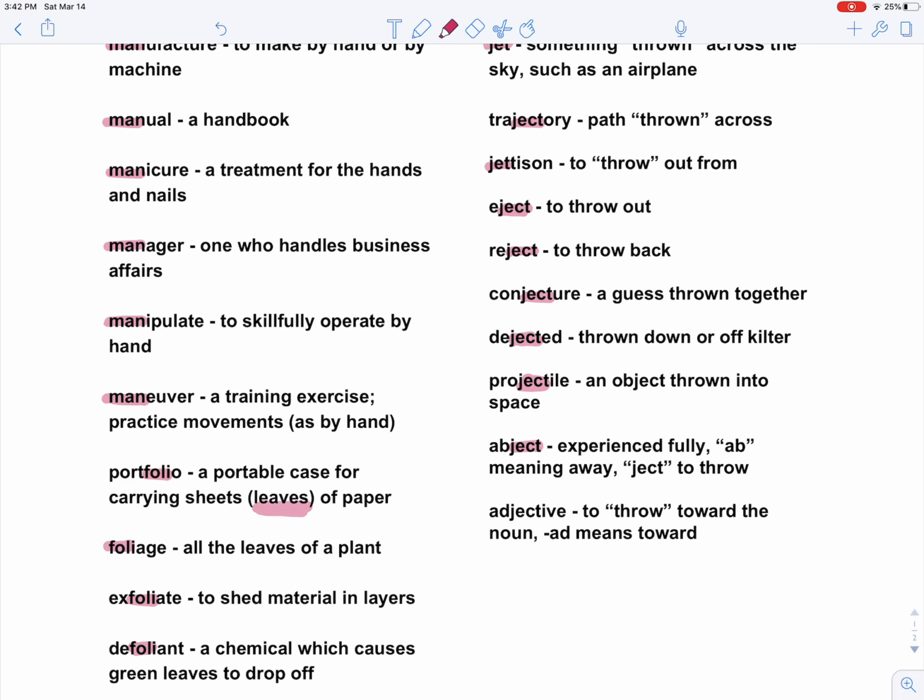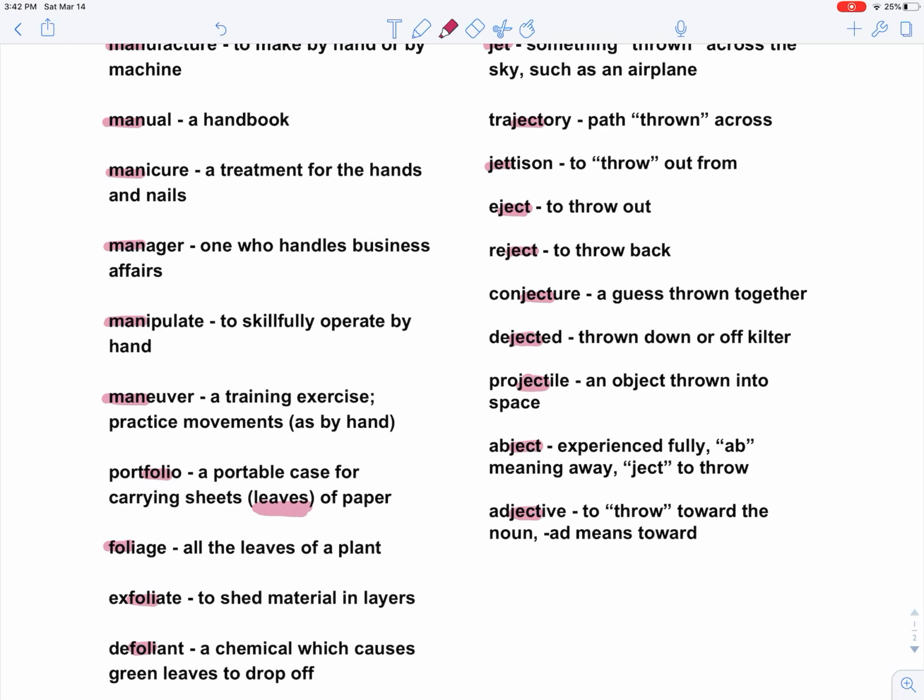And this one, one of my favorites with ject, adjective. Where this comes from, it really means that an adjective is thrown toward the noun. Ad means toward. So an adjective describes a noun, or gives us more information about a noun. So it actually makes perfect sense.